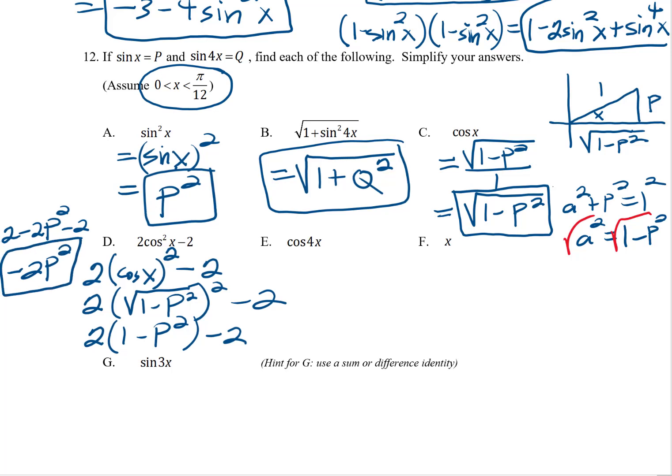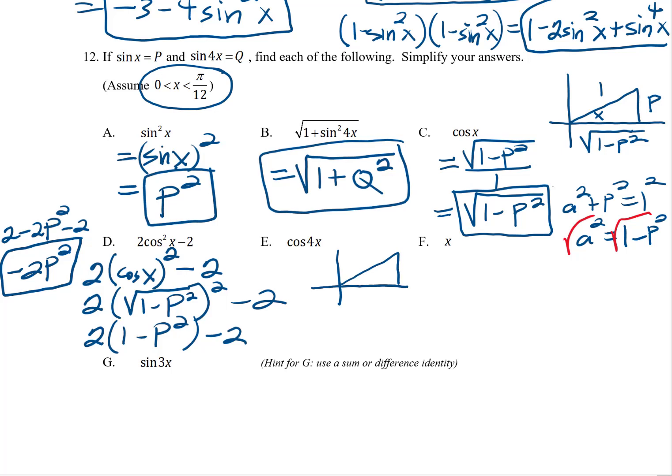Letter E involves angle 4x. Well, I think this is pretty similar. I just need a quick picture here. If x was 15 degrees, then 4x is 60 degrees. So this is still a first quadrant angle somewhere between 0 and 60 degrees.